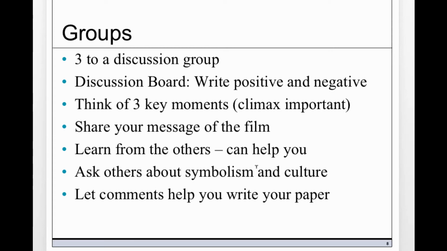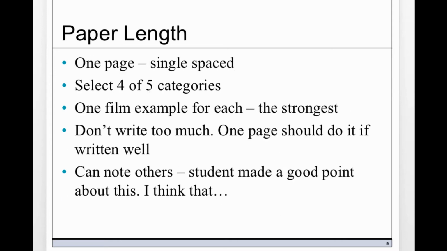Ask them about what you thought they saw about symbolism and culture. You saw this. Did they see anything else? The 2 or 3 comments can add together to give you a different perspective and help you write your paper better. Paper length: it can be just a page, single-spaced. You pick 4 of the 5 categories for those 40 points. So 10 points per category, to go with the 10 points of the discussion, equals 50.